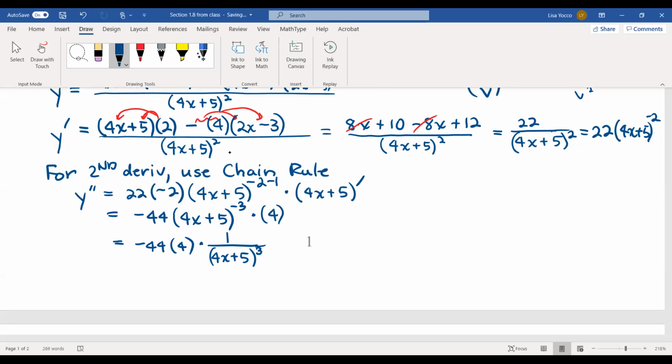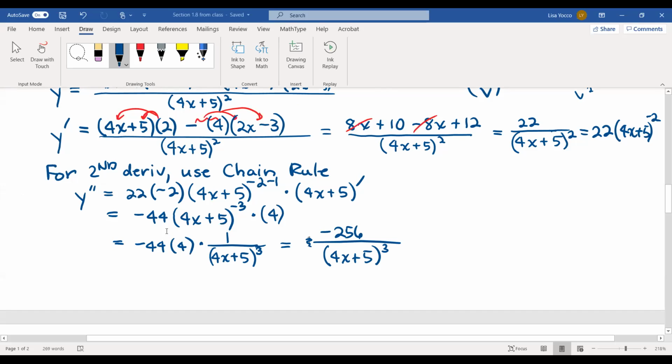And then that's what? -256 over (4x plus 5) cubed. No, it isn't. 176. All right, 176.